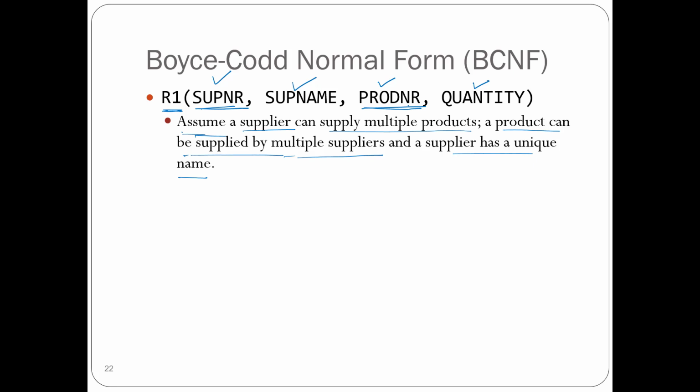Before we look at the examples, this hint is enough. Once you identify the candidate key or primary key, which is supplier number and product number, you can look at the functional dependency from SupNr, supplier number, to supplier name. Here our left hand side, which is supplier number, is not a candidate key. Sorry, here we are using super key. It's not a super key. Therefore, it's not in BCNF. So this is what you have to think about.